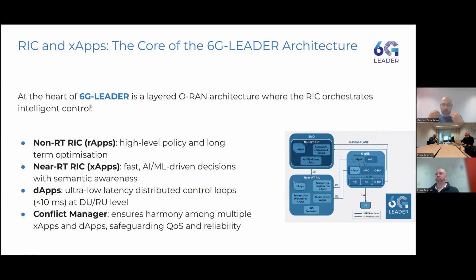And if we want to go to faster solutions and faster optimizations, we are going to dive into the dApps, that is the ultra-low latency distributed control. So we're going to have under 10 milliseconds for controlling the DU or RU level. These 3 loops are going to be controlled or managed in the conflict manager that is going to ensure the harmonization between these applications. Particularly in this case, we're going to take into consideration xApps and dRAX to safeguard the quality of service and reliability of the whole implementation.